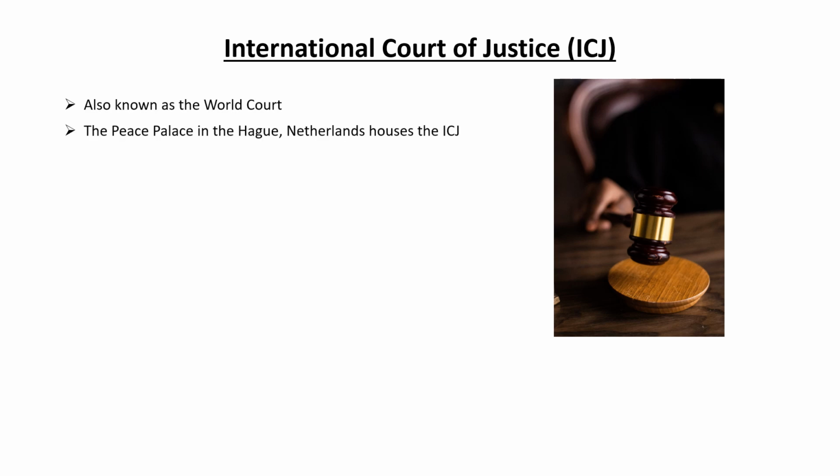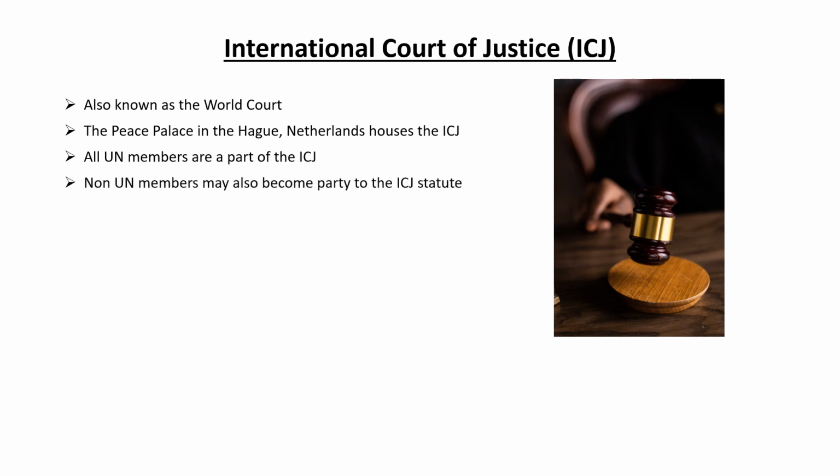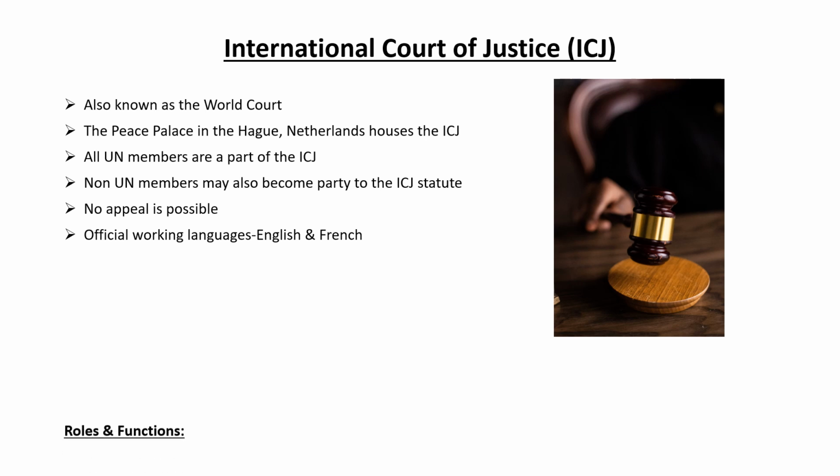Now we start with the fifth principal organ of the UN, namely the International Court of Justice or the ICJ. It is also known as the World Court. It is housed in a building called the Peace Palace in The Hague. All UN members are a part of the ICJ, but non-UN members may also become party to the ICJ statute. Once it makes its decisions, no further appeal is possible. The official working languages are English and French.